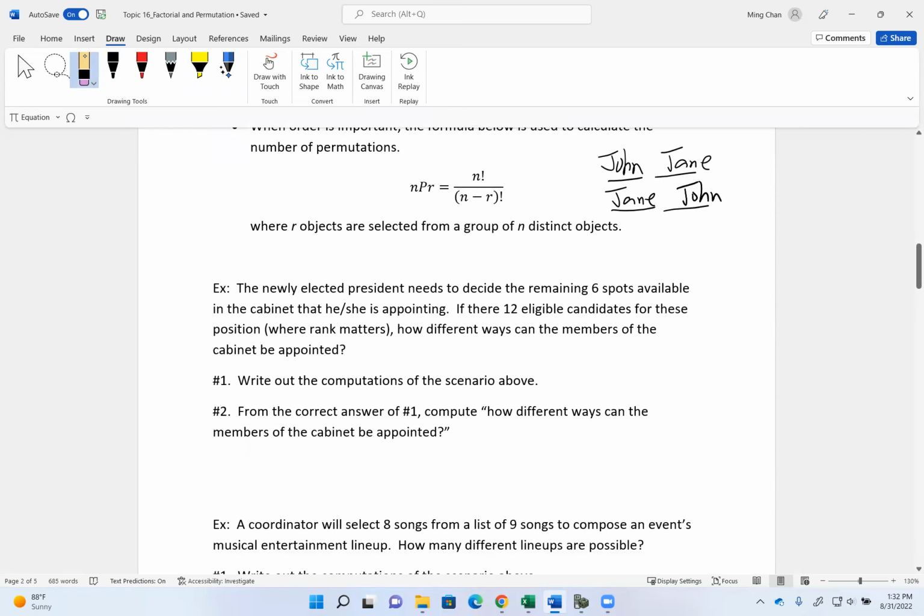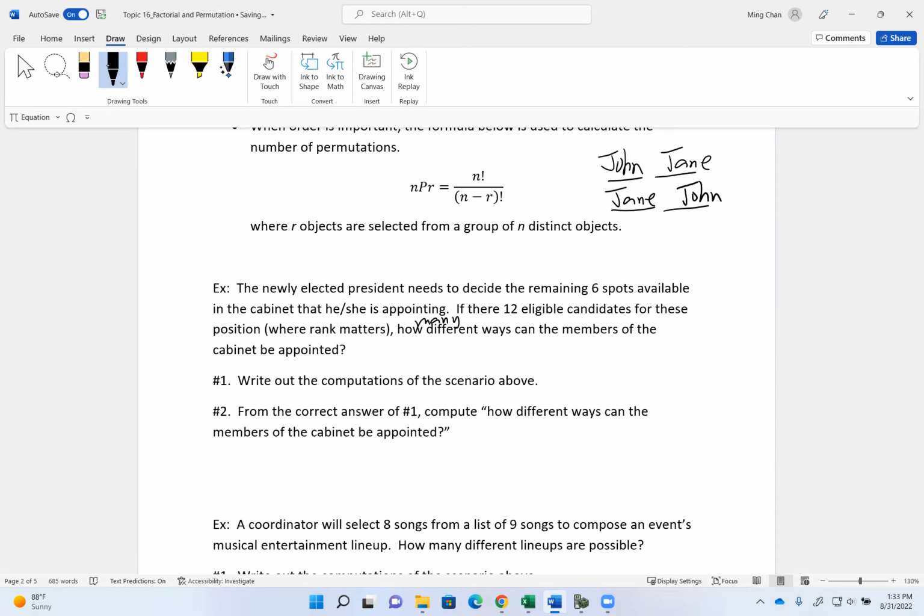All right, let's try this example. A newly elected president needs to decide the remaining 6 spots available in the cabinet that he or she is appointing. If there are 12 eligible candidates for these positions where the rank matters, that means the first person will probably be the vice president, and then the next person can be the secretary. So the order matters. How many different ways, sorry about the typo, how many different ways can the members of the cabinet be appointed?